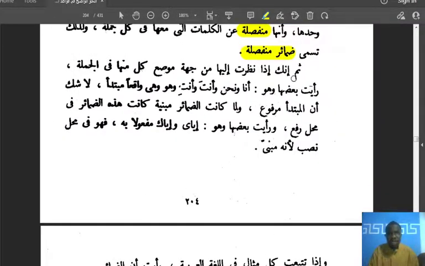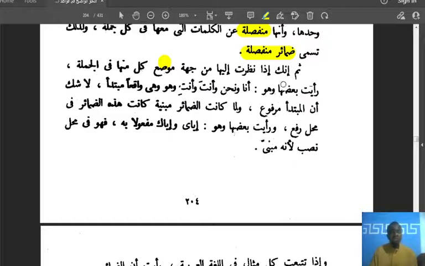And then it says ثم إنك, and then you, إذا نظرت إليها من جهة موضع كل منها في الجملة. This has a dot here. I think my print has a problem. The PDF copy I'm using here has a problem. Perhaps you are holding a very good print.